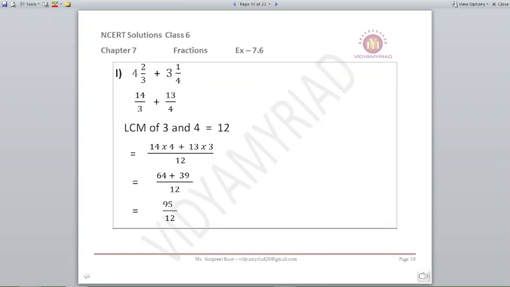Next, 4 2 by 3 plus 3 1 by 4. Now first convert into improper fraction. 4 3s are 12, 12 plus 2 is 14. 14 upon 3 plus 3 4s are 12, 12 plus 1, 13. So 13 upon 4. 3 and 4 denominator is different. We will take the LCM. It comes out to be 12. Now we will multiply with the numerator. It will become 14 into 4 plus 13 into 3 upon 12, which is 56 plus 39 upon 12. Your answer is 95 upon 12.